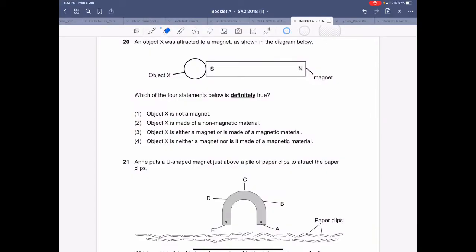Okay, question 20. An object was attracted to a magnet as shown in the diagram below. Which of the four statements is definitely true? The keyword for this question is definitely, which means confirm. For this kind of question, you need to check through everything and all possibilities. They tell you X is attracted to a magnet. So X must have one of the following properties. It must be either a magnet or it is made up of a magnetic material.